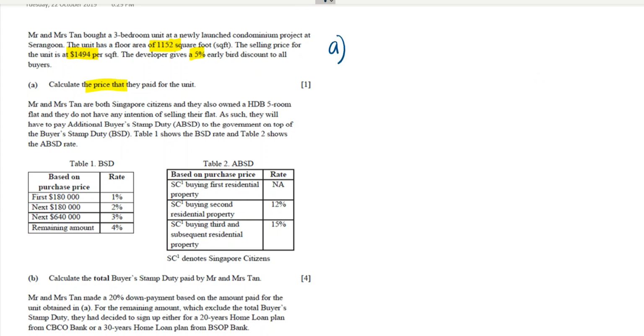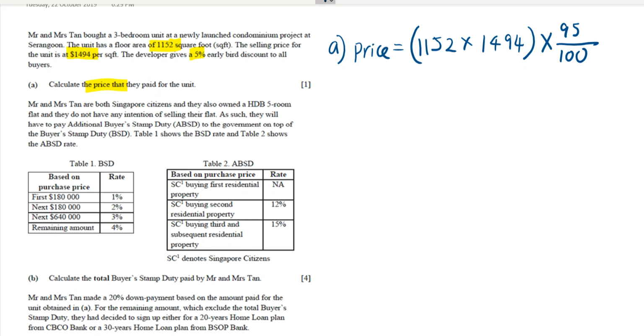For A, price will be equals to 1152 times 1494, and that is the actual price before discount. So after discount, you have to times 95 over 100, and you will get 1,635,033.50. Remember, money must always be in two decimal places. Even if it's one decimal place, you got to give it in two decimal places.